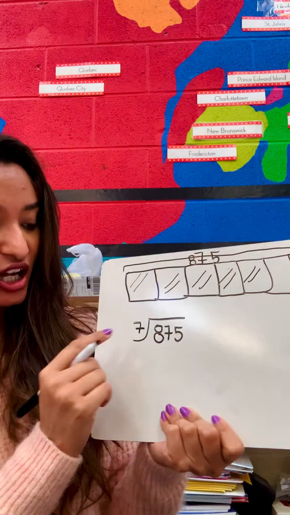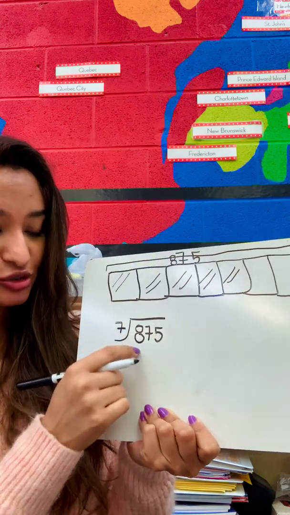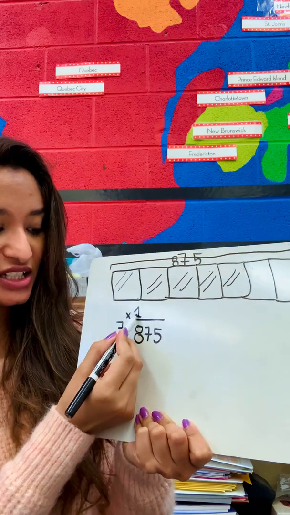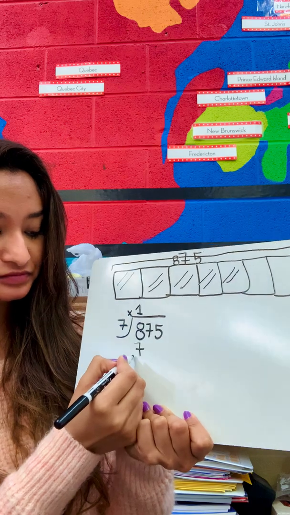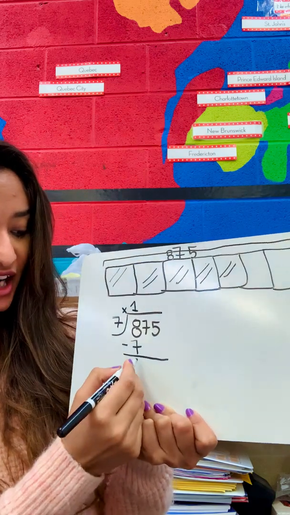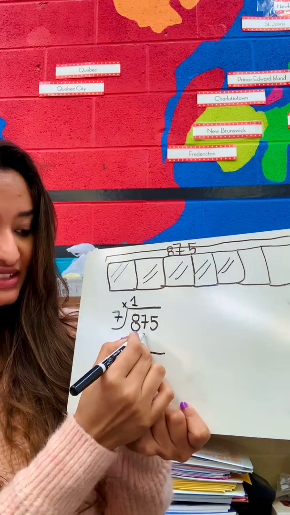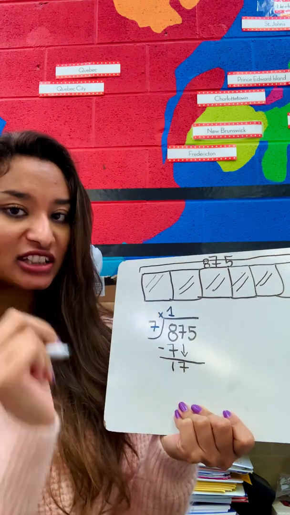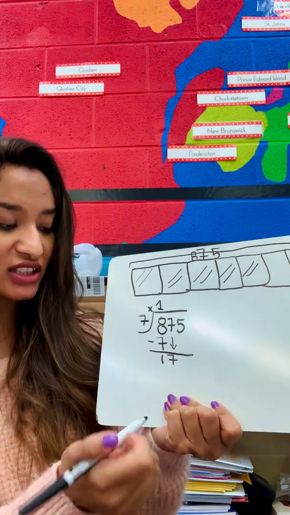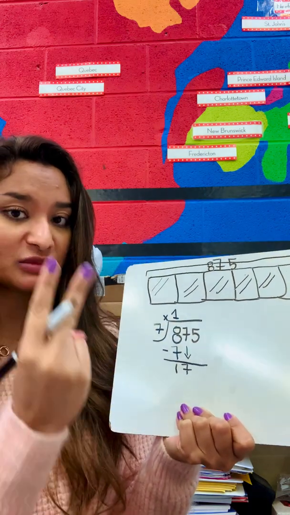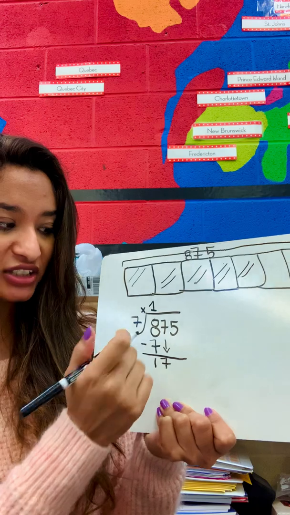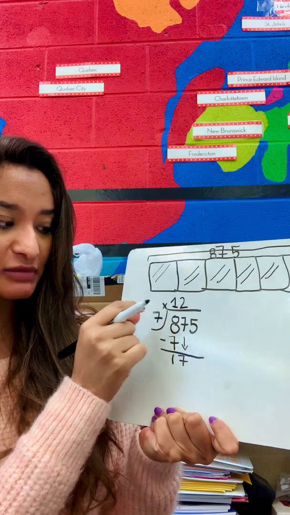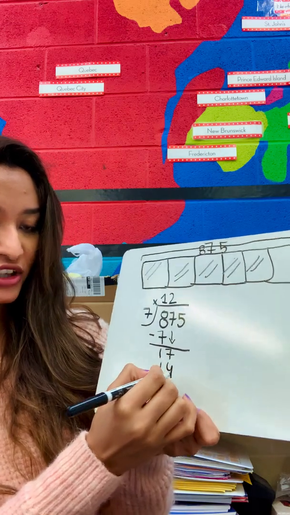How many 7s do I need to make this 8? I need 1 seven. So 7 times 1 gives me 7. I subtract, I'm left with 1. Then I bring my 7 down. 7 times 1 gives me 7. 7 times 2 gives me 14. 7 times 3 gives me 21. Do I need a 21? No. So I only need 2 sevens to fit into the 17. So 2 sevens would give me 14, because 2 times 7 makes 14.